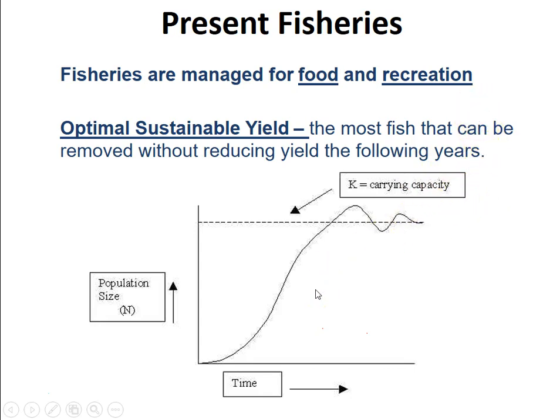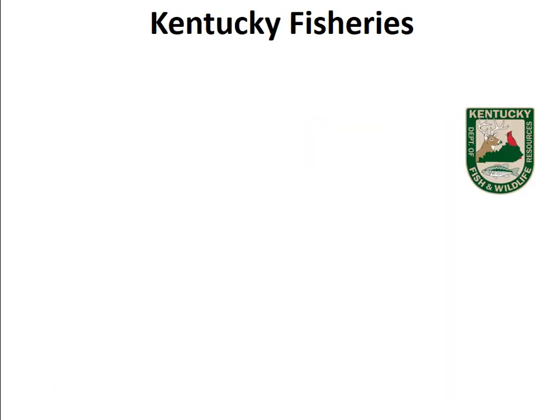And every year, the population may grow as fish reproduce and spawn, and then the population may decline as predators take their share of that population, as some fish get old, as people harvest them. And so the idea of sustaining a fishery is to try to keep it as close to the carrying capacity as possible each year. And when we do that, we call it the optimal sustainable yield.